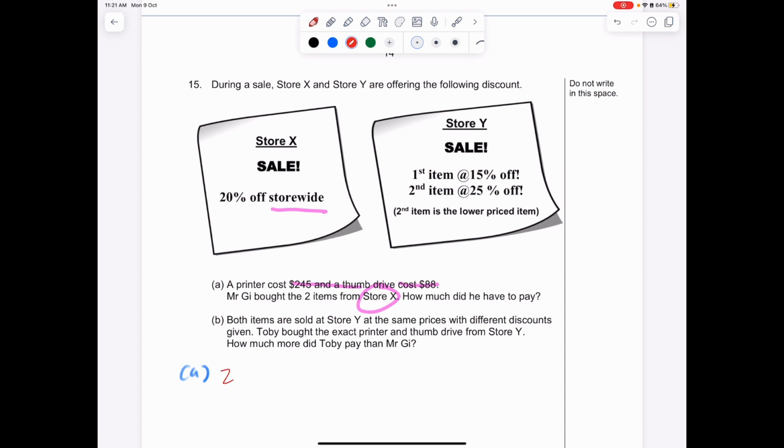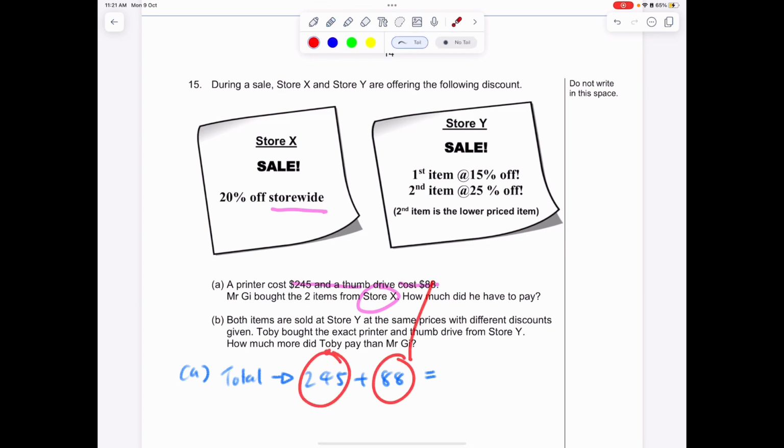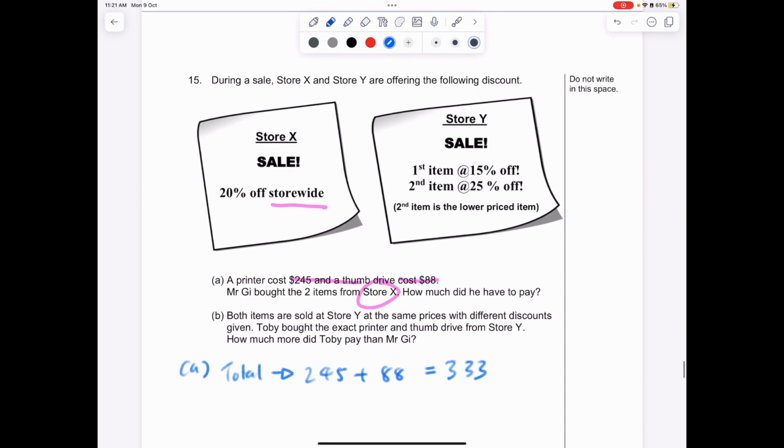245. So once again, you do annotation so that it's easier for you to understand. So the total cost is 245 plus 88. So where did I get these 2? My 88 comes from here. My 245 comes from here. The total of these 2 would be 333.